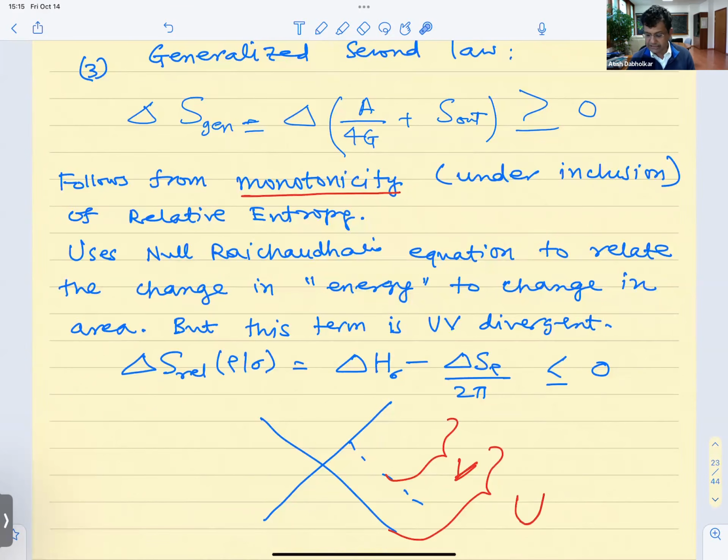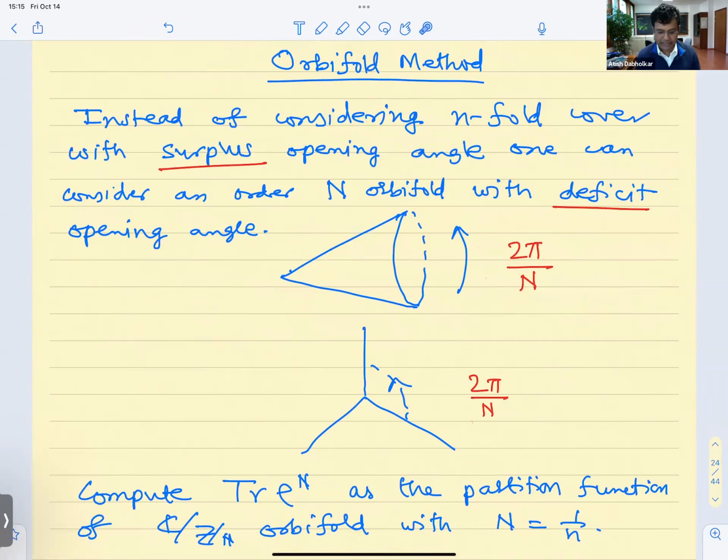So given these motivations, we can now go to string theory in the remaining 20 minutes or so. I will try to describe the calculations. Instead of considering the replica trick, which was an n-fold cover with a surplus opening angle, one can consider an order n orbifold with a deficit opening angle. Remember we were carrying out this rotation and going n times around. Instead of that, you go through an angle 2 pi over n rather than 2 pi times n. So it's clear that this capital N you can interpret as 1 over n in some sense if you do some analytic continuation, because n is an integer.